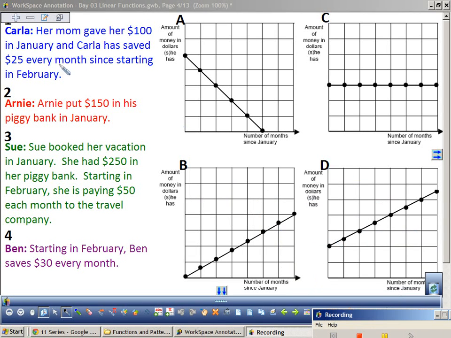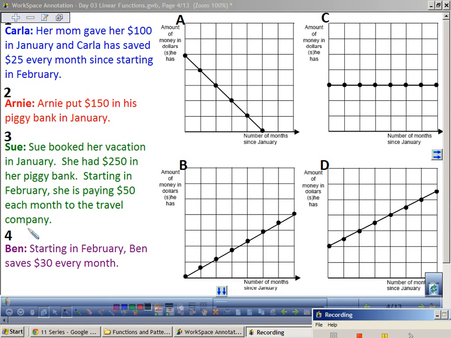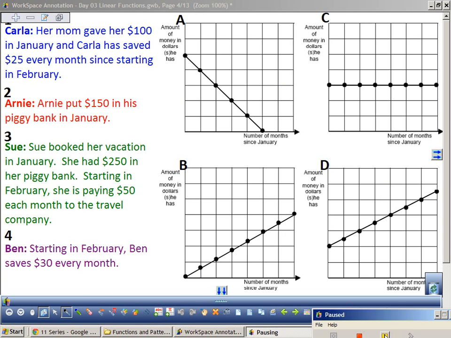Okay, so we've got 4 different people here and 4 different graphs. So take a moment, talk amongst yourselves, and figure out which graph belongs to Carla, which one belongs to Arnie, Sue, and Ben. Okay, what do you think?